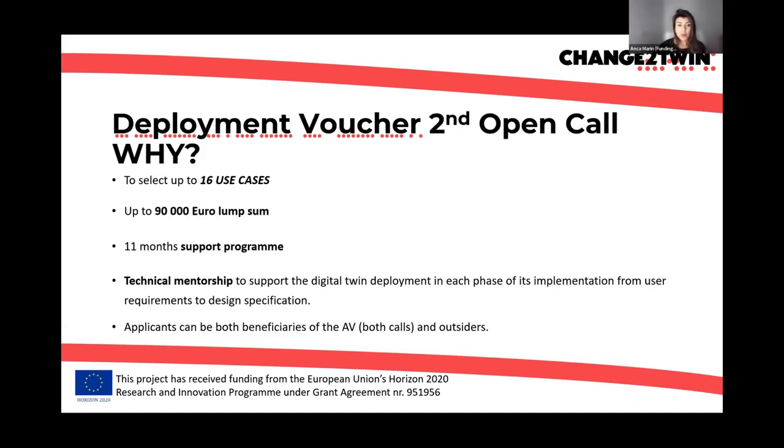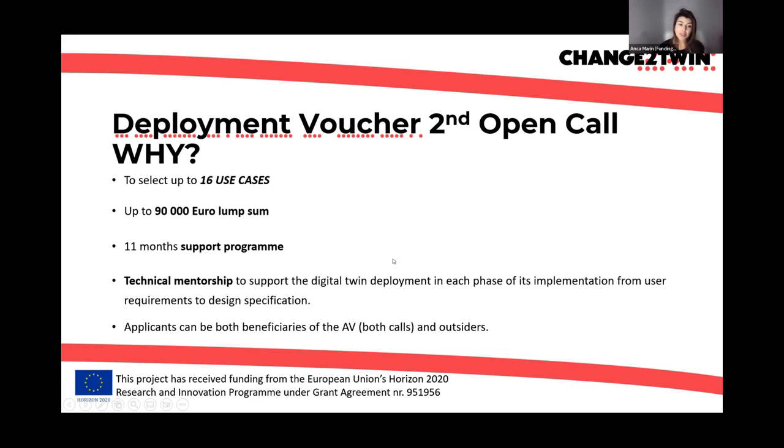The second open call was just launched on the 16th of January, and we are looking to select up to 16 experiments, up to 16 beneficiaries, to get this up to 90,000 euro lump sum. A lump sum is a grant that does not entail any financial justification of the cost that the applicant submits. The support program would last for 11 months, and alongside the financial aid, they would also receive technical mentorship to support the digital twin deployment in each phase of the implementation.